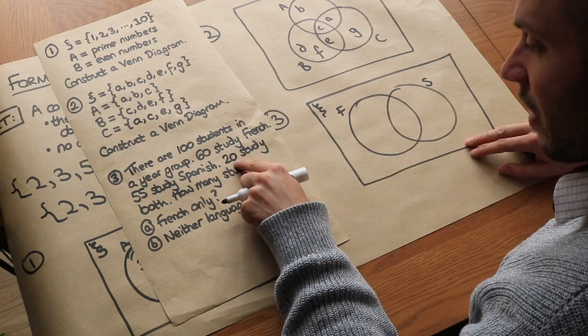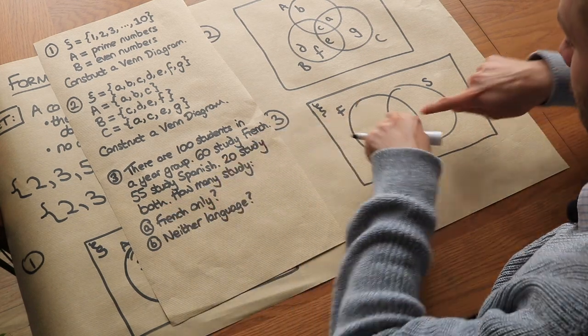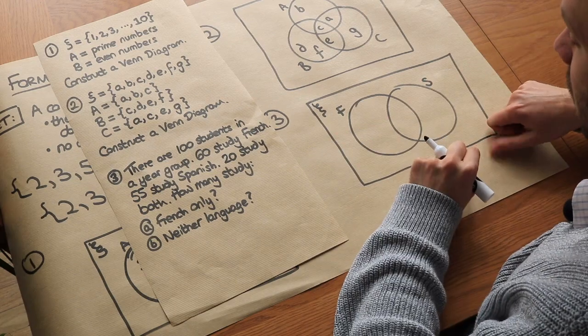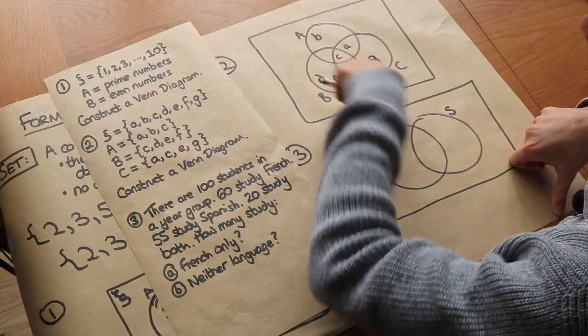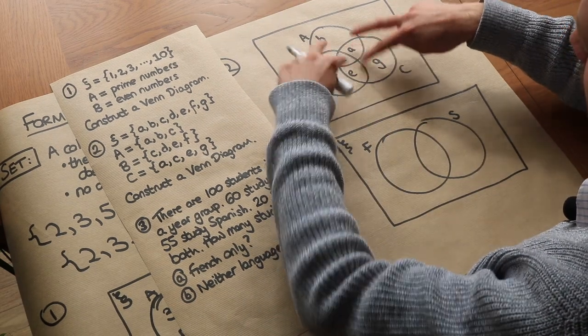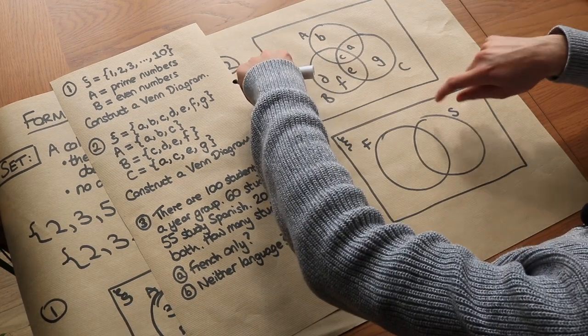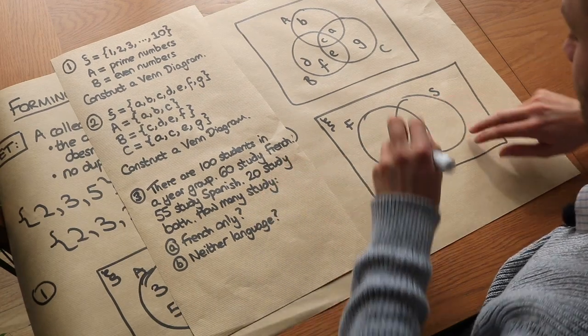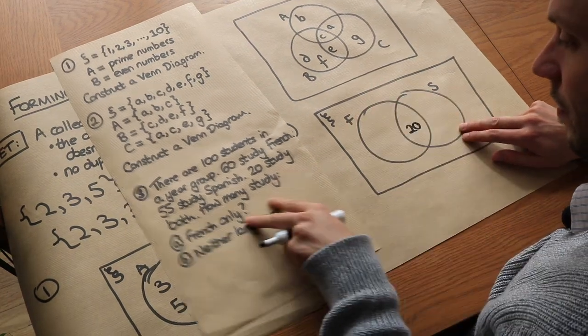So it says that 20 study both. I tend to start from the middle going outwards. Just as if you had the overlap of 3 sets, you'd start from the middle and then you kind of work outwards. So you have these kind of petals here and then you'd work out these and then you'd finally work out outside. So 20 study both, we can put 20 in the middle.